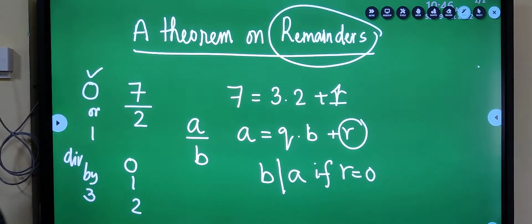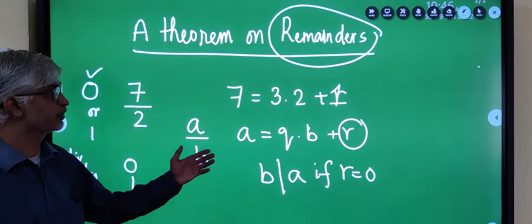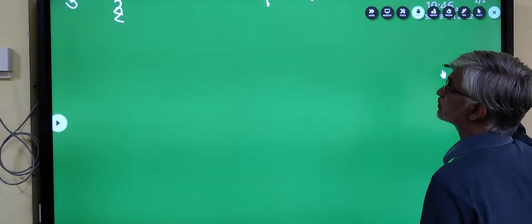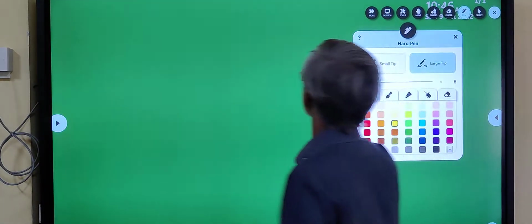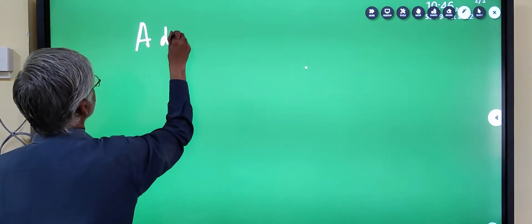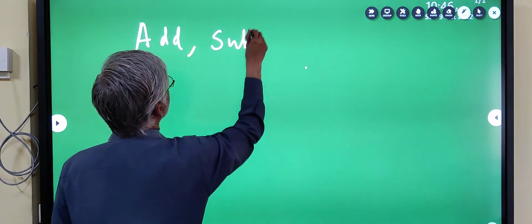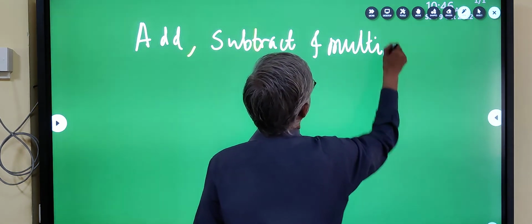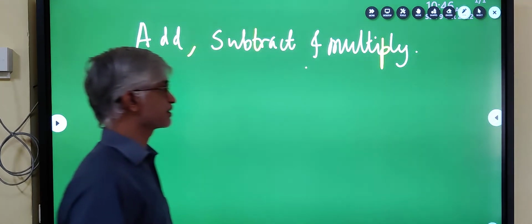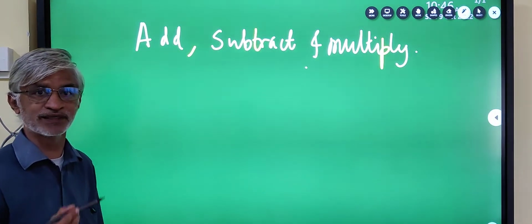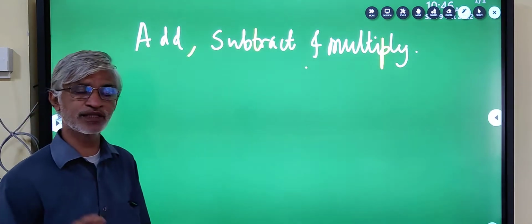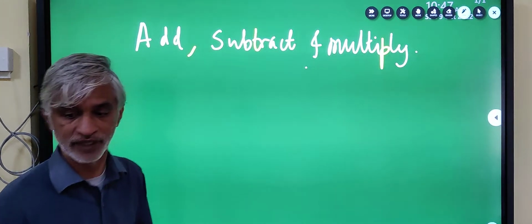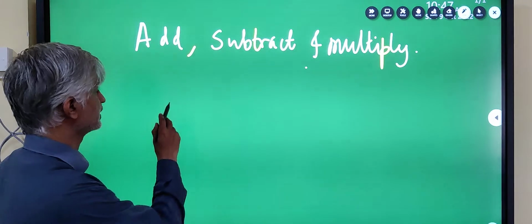So with this background, let us take the theorem that we are going to use today to solve a few interesting problems. So the theorem essentially says that you can add, subtract and multiply the remainders. So I'll just explain this with one simple example. In this example, I'm going to divide by 10, but that is only for convenience. There's nothing special about 10. You can divide by any number that you wish to in this theorem.